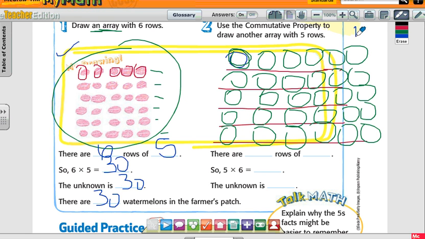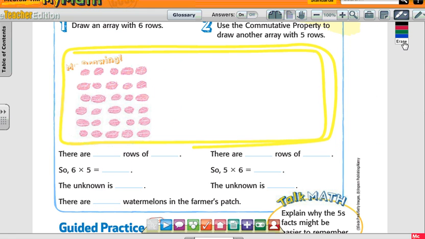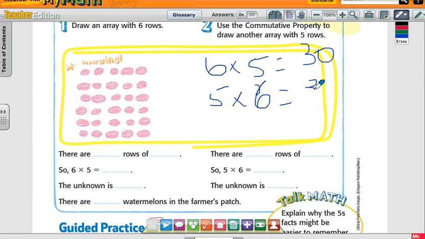Now here's this array right here. How many rows are here? Five. How many in each row? Six. So 5 times 6 is 30. So the unknown is 30. If I have 6 times 5 and 5 times 6, are the answers going to be different or the same? The same. It's just the commutative property. It doesn't matter in what order I have the factors, my product is going to be the same, as long as I have the same 3 numbers. It's called the fact family.